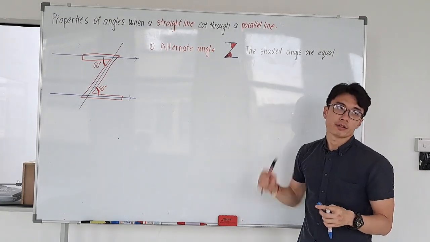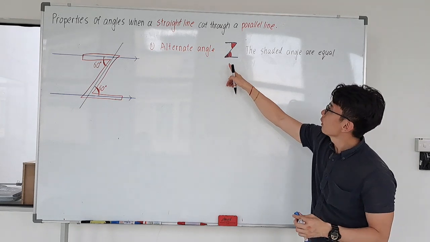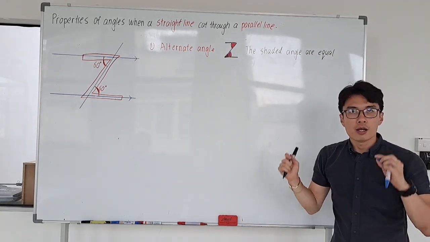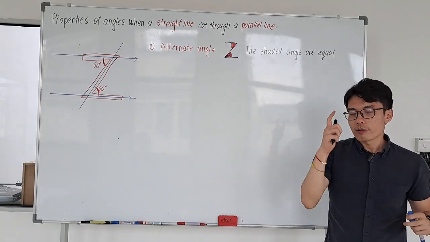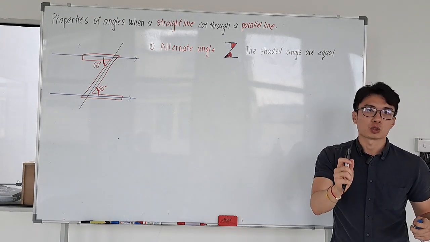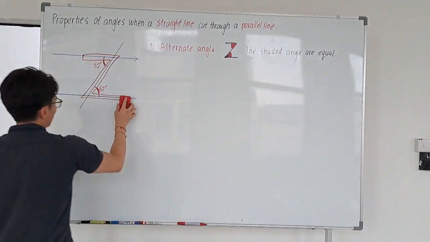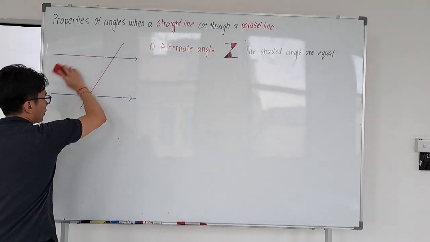Alternate angle, that's alternate angle. It is represented by the Z shape, and the shaded angles are equal in size. So you might find in your diagram that they will be the same size as well. All right, so that's an alternate angle. That's the first property we can see here.